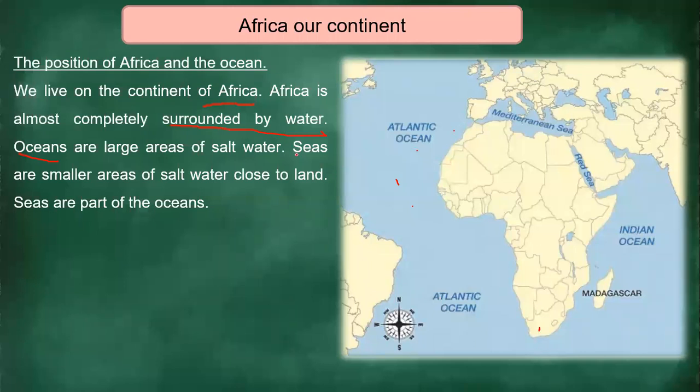And then we also have seas, which also surround South Africa. Seas are smaller areas of salt water close to the land. As you can see here, we have the Mediterranean Sea and the Red Sea. You should know that seas are part of the oceans. It is one thing.